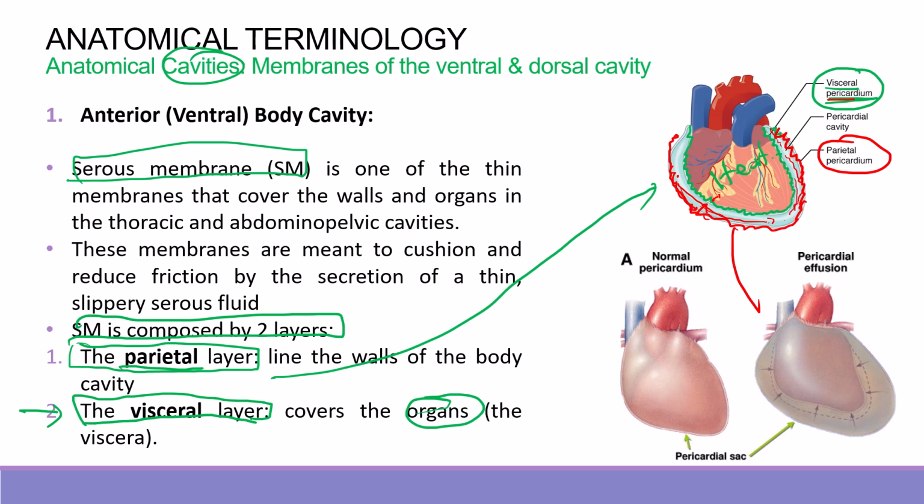This pericardial fluid reduces friction every time the heart pumps, right? Friction between the layers. If you have an accumulation of fluid between the layers, there's a condition called pericardial effusion, in which fluid accumulates in the pericardial sac, which is again the space between the layers. That pericardial effusion can lead to cardiac tamponade, which is a life-threatening condition in which the heart is unable to pump blood and to maintain blood pressure.